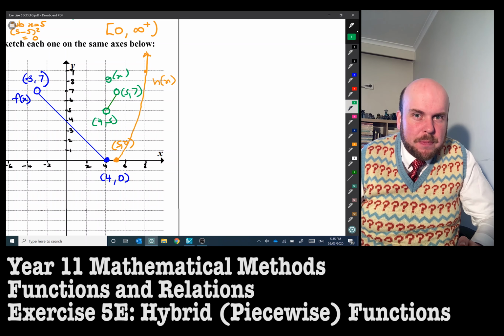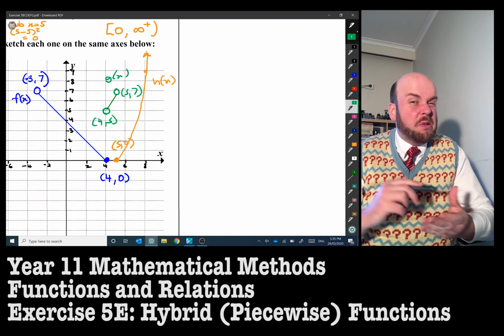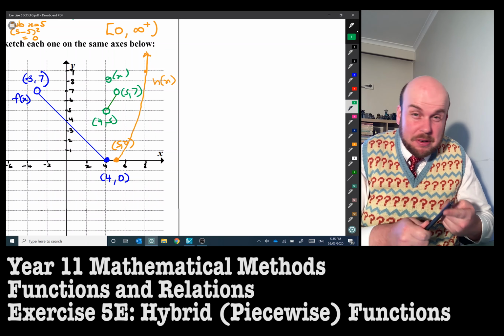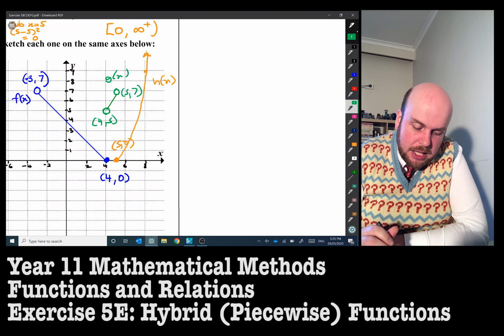You'll notice it's sometimes called a piecewise function. I'll have none of that. Back in my days, it was called a hybrid function. It's going to stay a hybrid function.